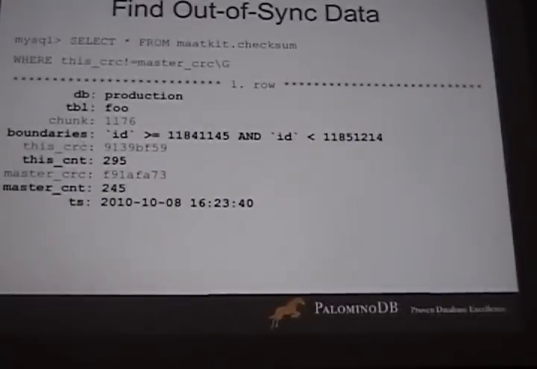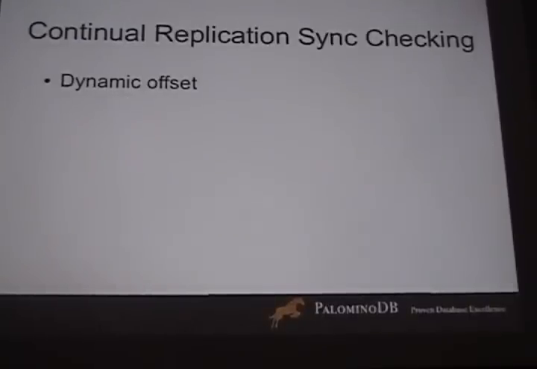So once you've found the out-of-sync data, then you do your diffs, or you do whatever, and you can do a MySQL dump with --where, and put this in the --where clause, so that it only exports that data. Or you can say select star from production.foo where ID is greater than or less than that on both and compare. So, continual replication sync checking, which I was talking about before.